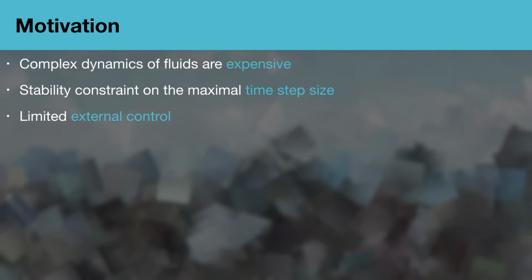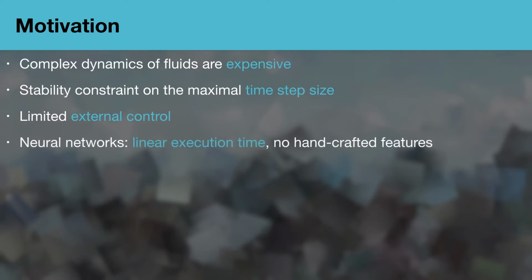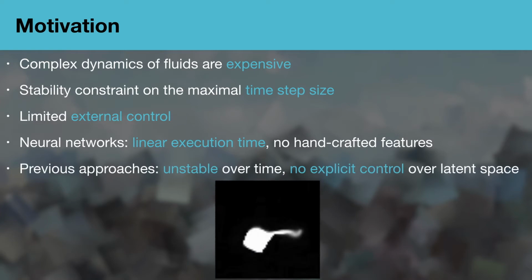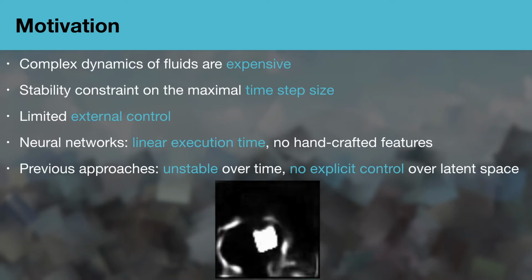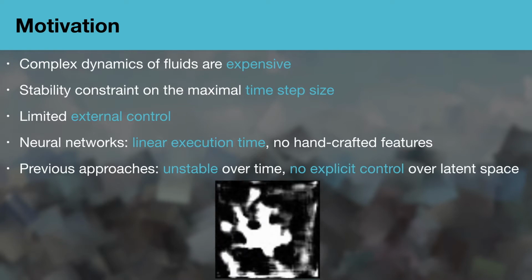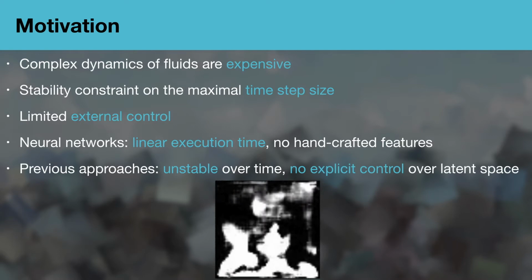An interesting idea is to teach neural networks these complex dynamics, since they offer linear execution time and do not need handcrafted features such as regression forests. However, previous neural network-based approaches led to instabilities over time due to the accumulation of error, which introduces a drift over prolonged time spans as seen in this demonstration. This video shows the movement of cold smoke in a cup predicted by a neural network. The example demonstrates the temporal instability introduced by networks without temporal constraints.